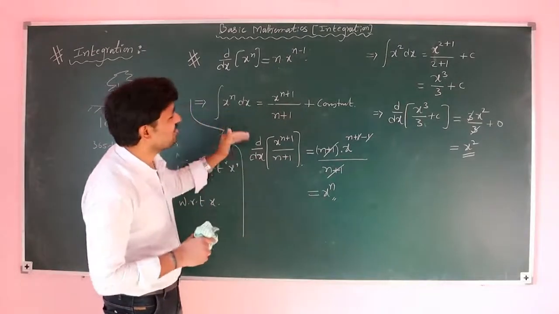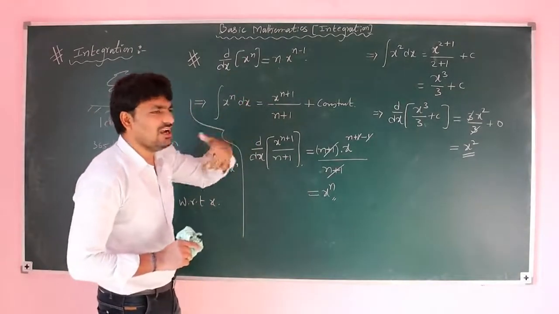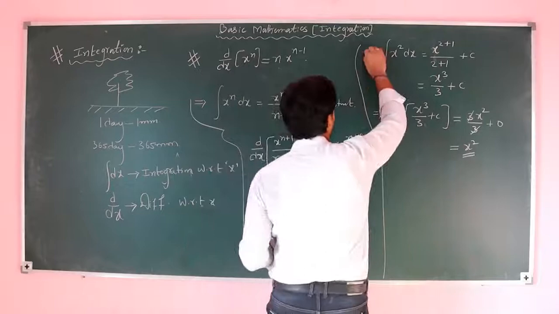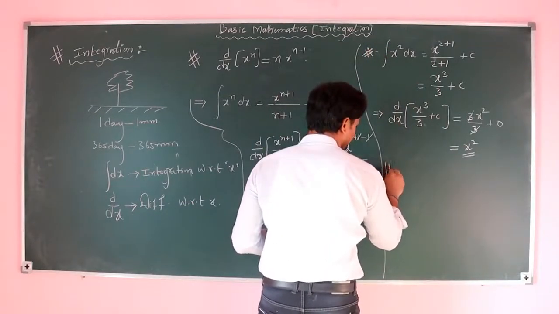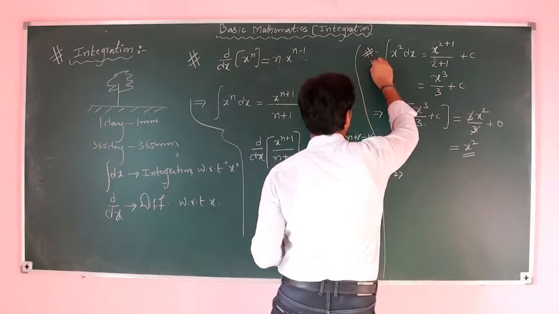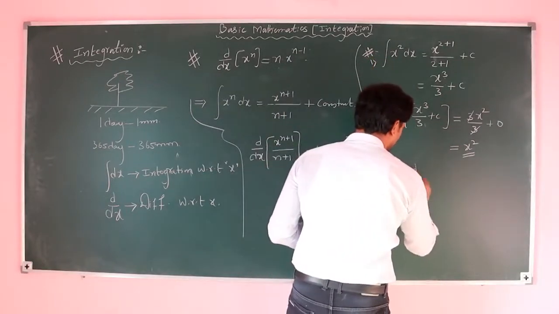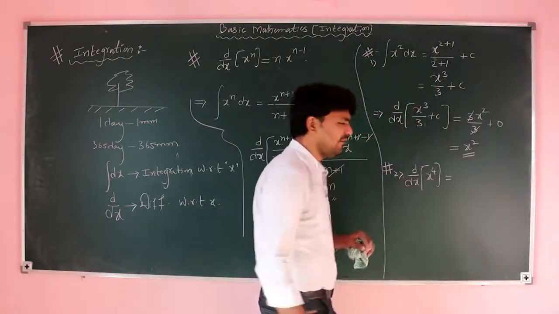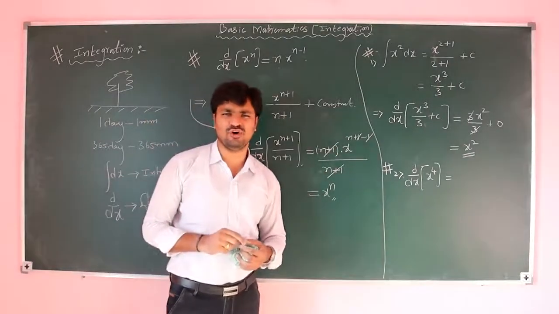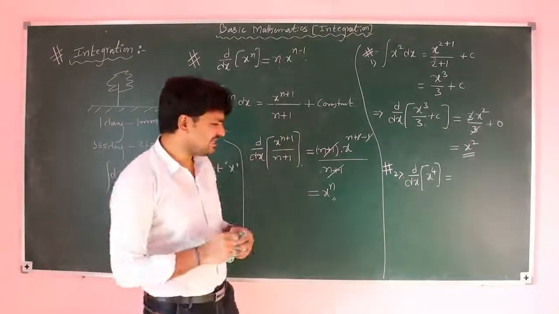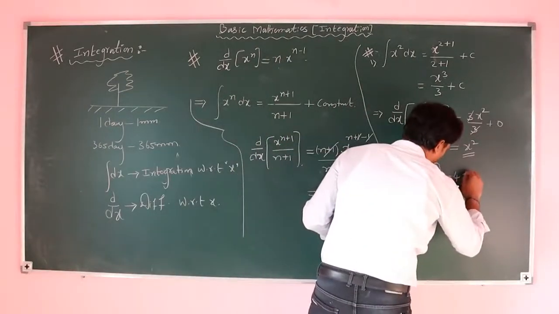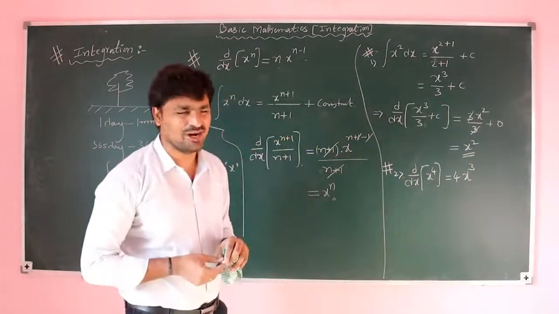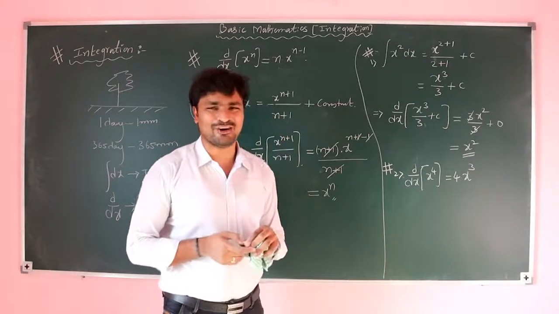In these two examples, first we did integration and then differentiation. We will try another condition. First we will take differentiation and then we will make integration. For example, here I have a function d by dx of x power 4. What is the differentiation of x power 4? Yes, 4 into x to the power of 4 minus 1, nothing but 4x cube.